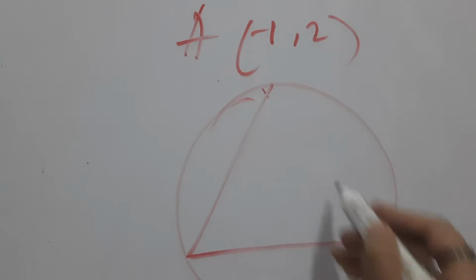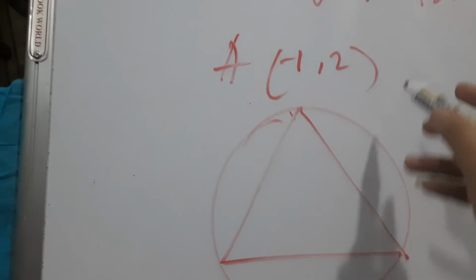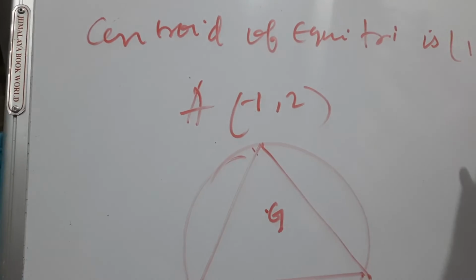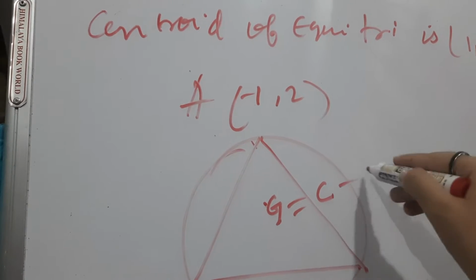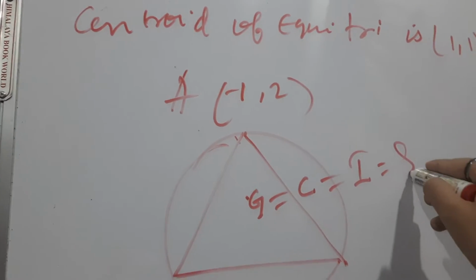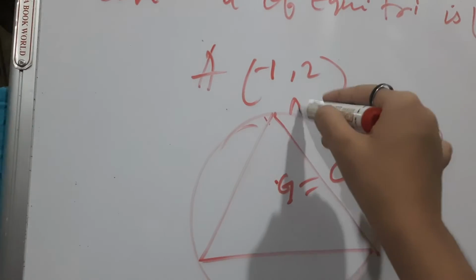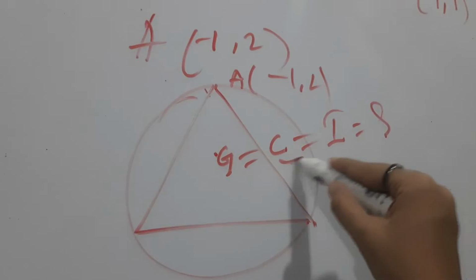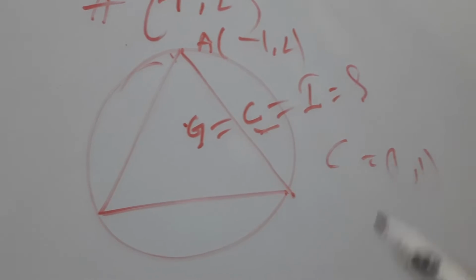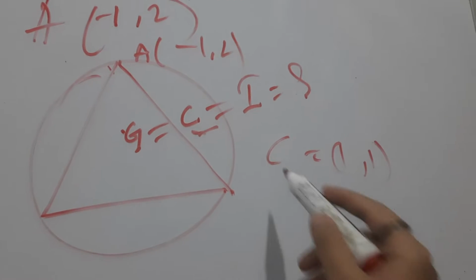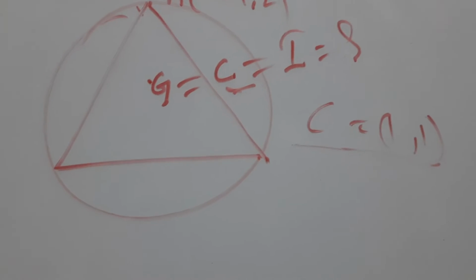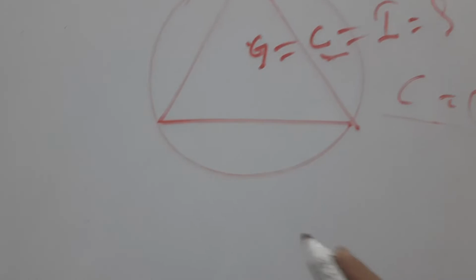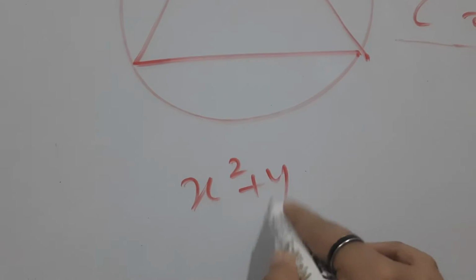This is your triangle. They are saying that the centroid, this G, is given to you as 1 comma 1, will be equal to C, will be equal to incenter, will be equal to S, and any of this side I'm taking as A, minus 1 comma 2. Okay, simple. So we got the center as 1 comma 1. Centroid of the equilateral triangle means circle center is 1 comma 1. Clear? Understood the relation? Now since it is circle, so you can write x square plus y square, as in the previous.